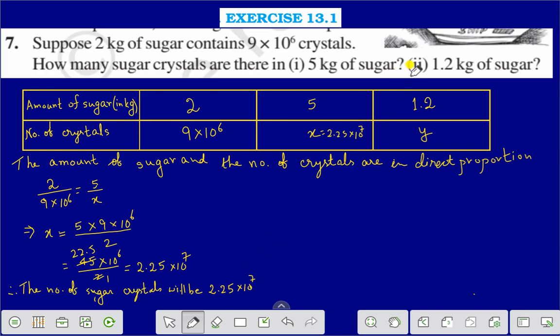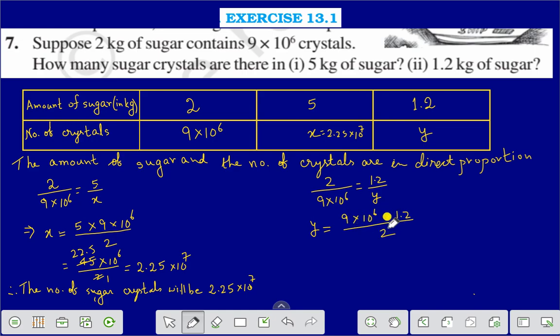Now question number 2 is, if there are 1.2 kg of sugar, what is the number of crystals? The same way you can find it here, because they are in direct proportion, 2 by 9 into 10 to the power 6 is equal to 1.2 divided by y, or you can find the value of y as 9 into 10 to the power 6 into 1.2 divided by 2. Right?